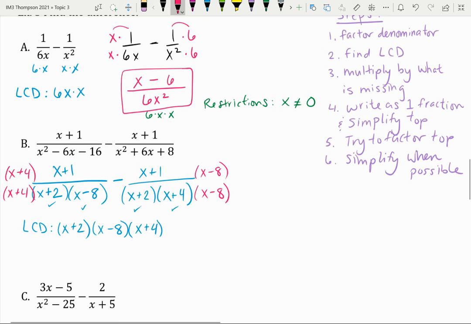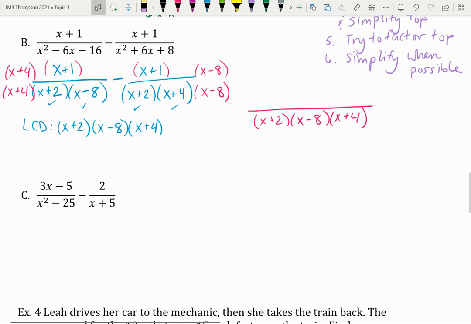Here's where those math 1 skills come in. I've got x plus 4 times x plus 1. This is an expression and this is an expression. When I multiply that, it's going to be important that I include some parentheses here because I need to take those and distribute them. Ooh, I'm going to run out of room. Let's do this. So I've got x plus 2 and x minus 8 and x plus 4. And you might want to use some scratch paper or the scratch side of your notebook to do that multiplication.